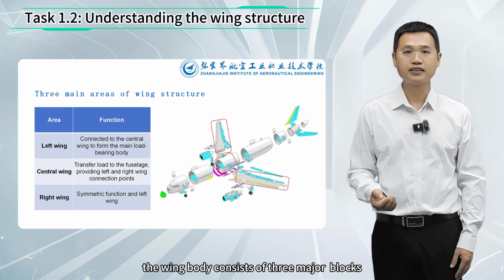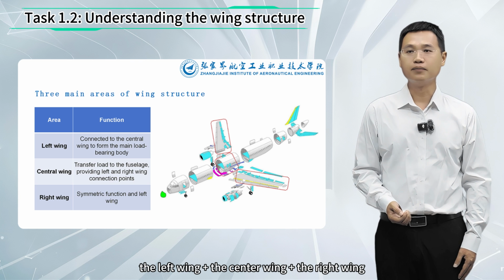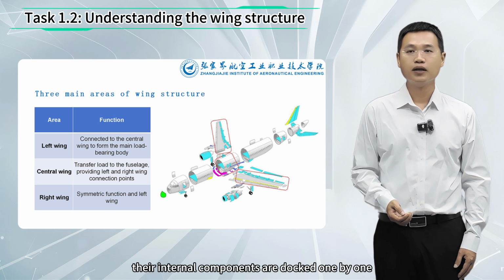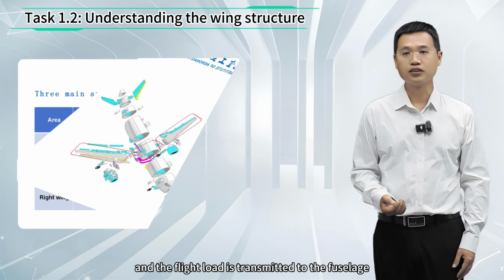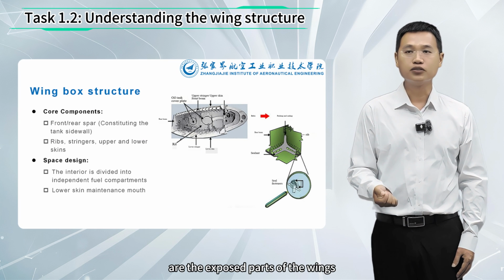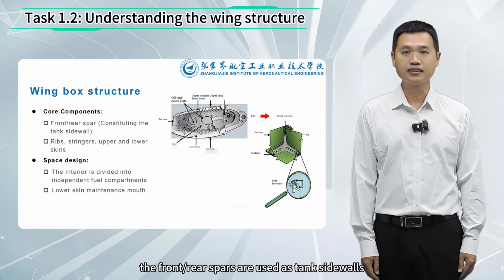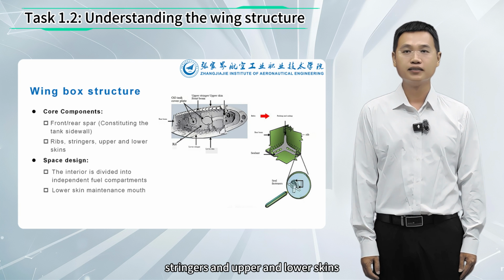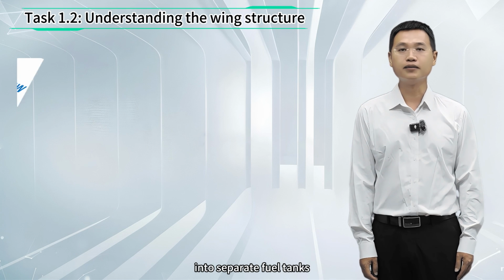The wing body consists of three major blocks: the left wing, plus the center wing, plus the right wing. Their internal components are docked one by one, forming a tight hull, and the flight load is transmitted to the fuselage. The left and right wing boxes are the exposed parts of the wings we usually see. The front and rear spars are used as tank sidewalls, mating ribs, stringers, and upper and lower skins partition the interior of the wing into separate fuel tanks.